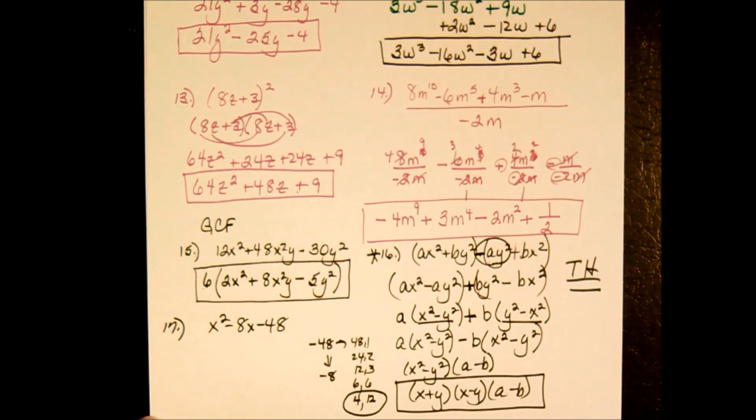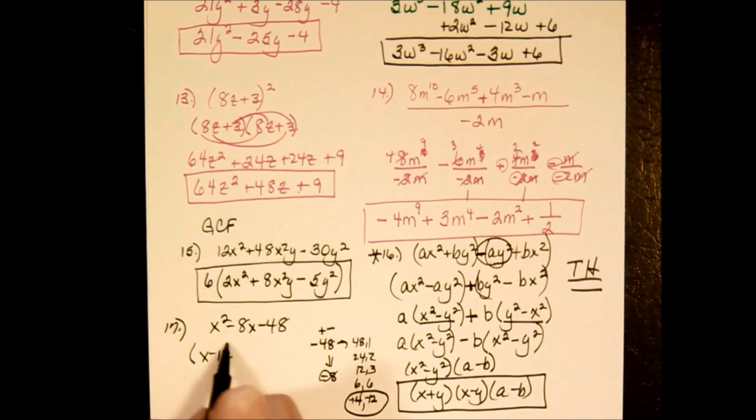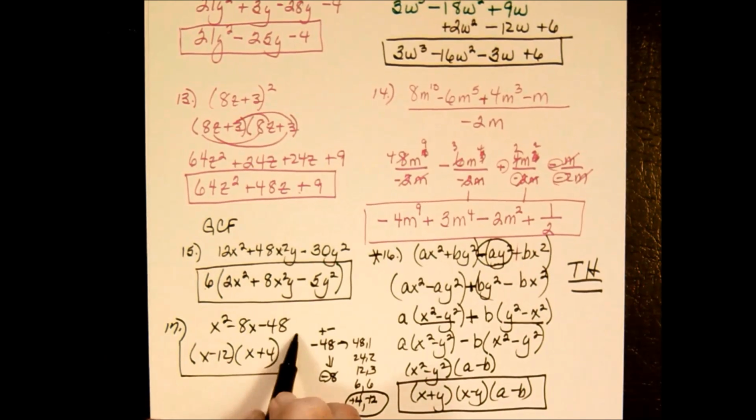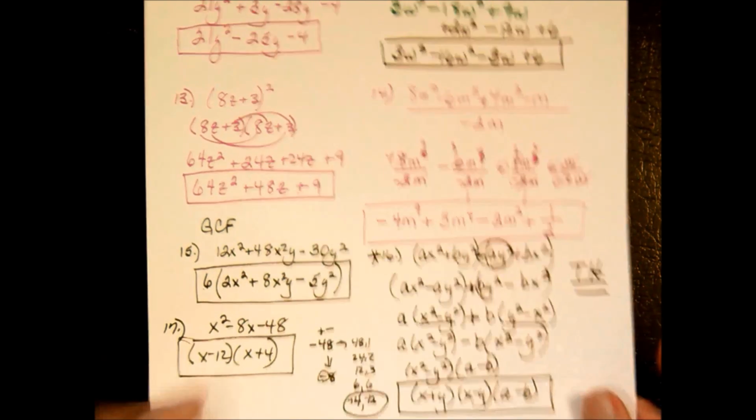I need a plus and a minus to get to a negative 48, but the bigger one has to be negative. So I believe those are my two factors. So that gives me x minus 12 times x plus 4. Whenever you're unsure, list all the factors. All right, a couple more we have before we finish up in this group.